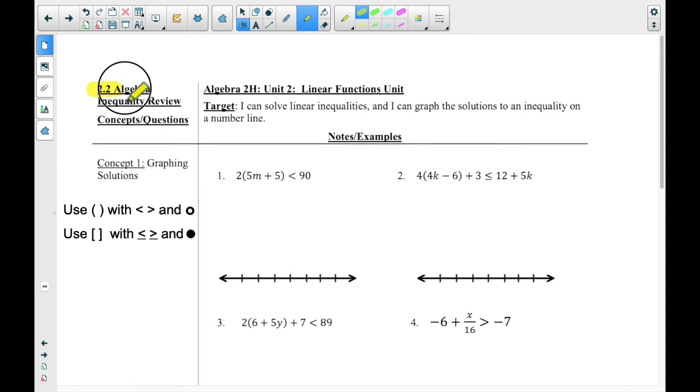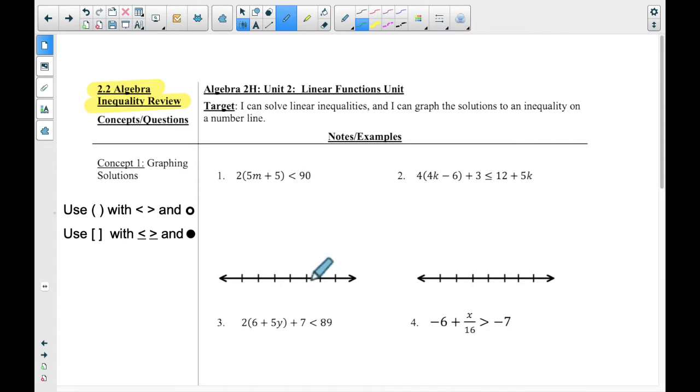Hi everybody, this video today is going to cover lesson 2.2, which is inequalities. So we solved equations in the last video, and in this video we're going to solve inequalities. Solving inequalities is exactly like solving equations. You just have to really pay attention to the sign and which way it's pointing.